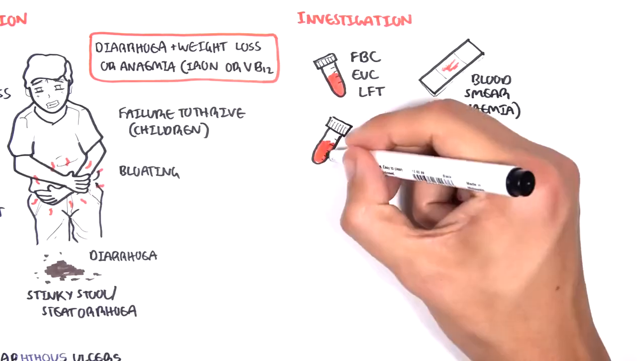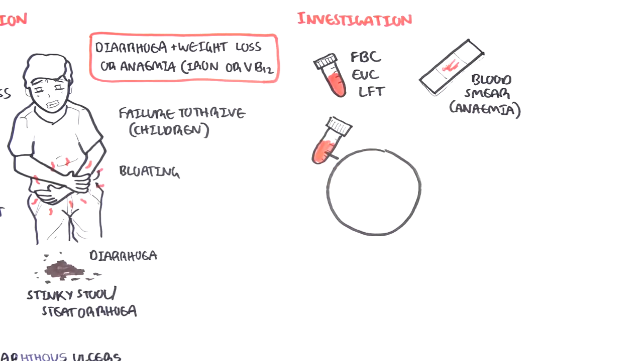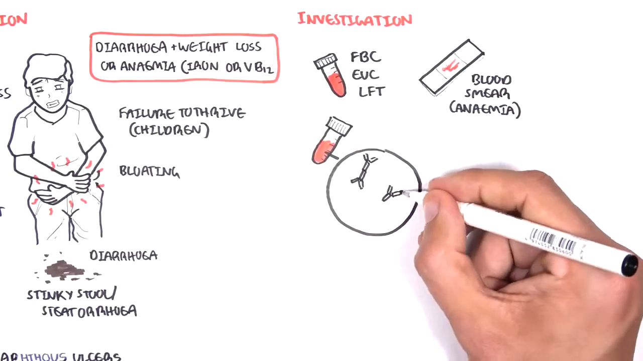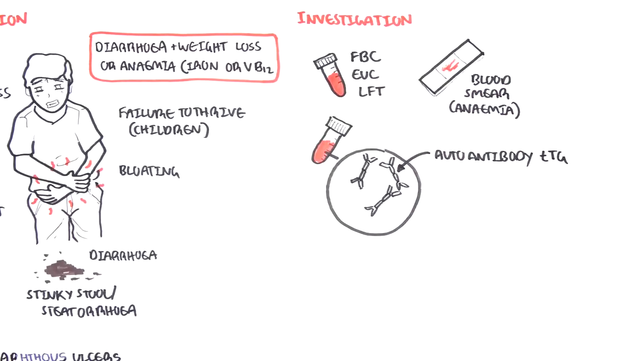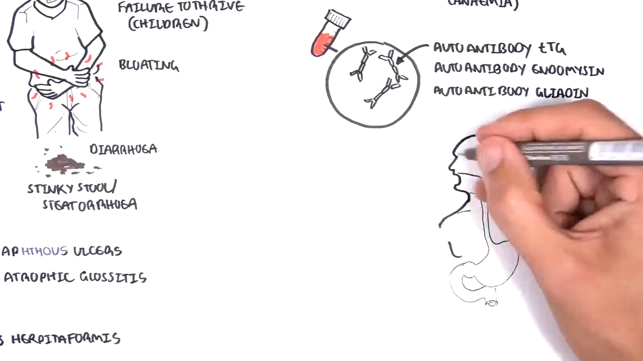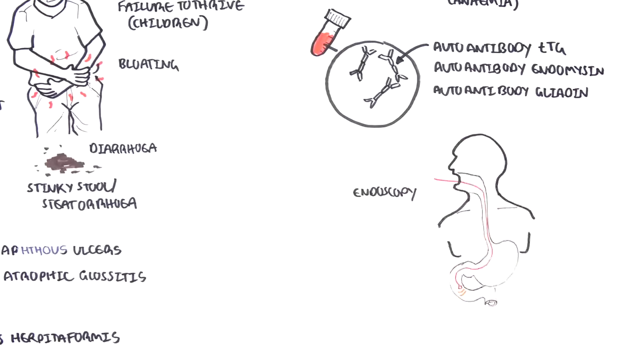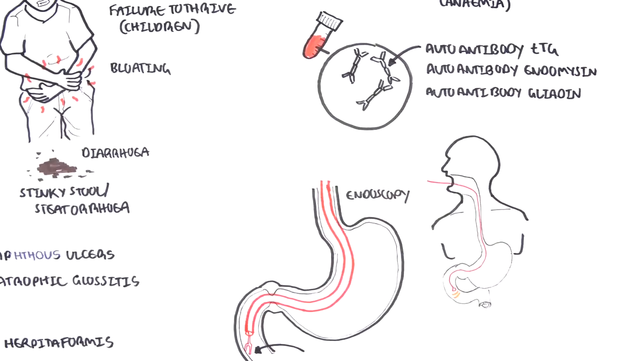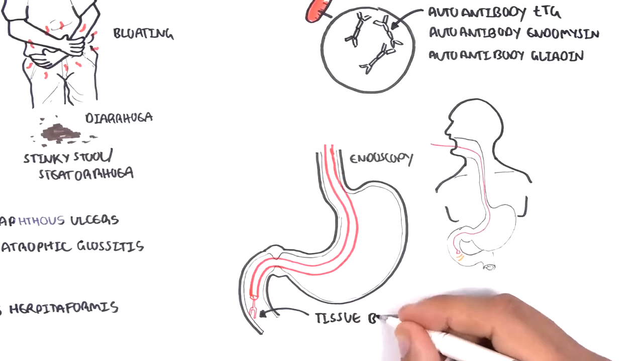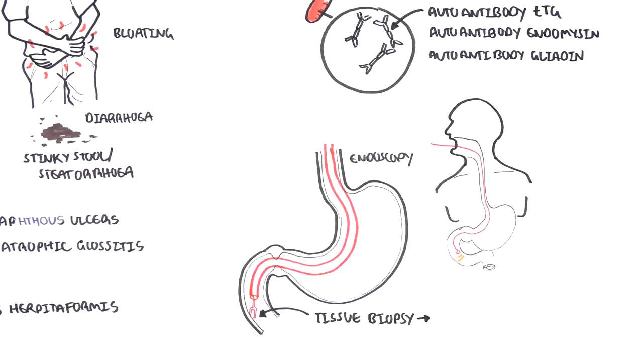Serology tests can also be ordered to test for the presence of autoantibodies seen in celiac disease, specifically autoantibodies to transglutaminase, endomysium, as well as gliadin. Finally, an endoscopy can be performed, and it is the gold standard for the diagnosis of celiac disease. This is essentially where a camera is fed through the esophagus down to the small intestine, where a tissue biopsy can be taken. And using this tissue biopsy, a diagnosis can be made.